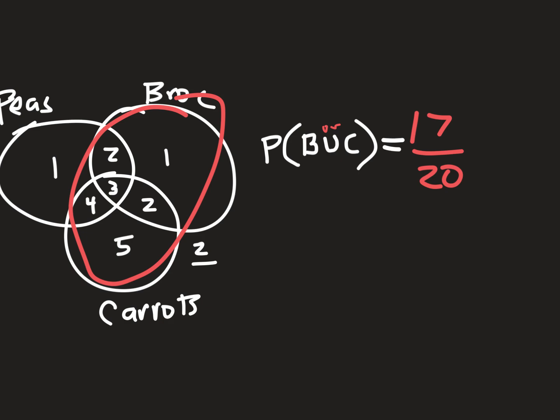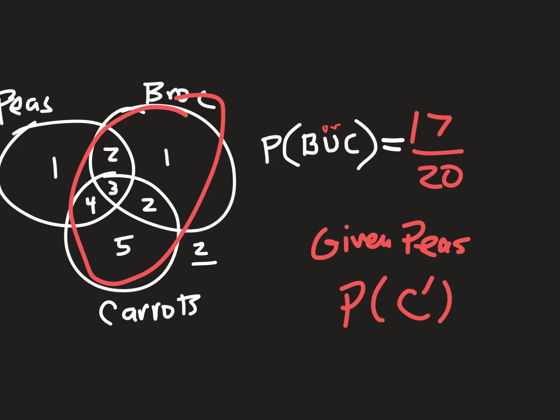Now, that is a pretty easy one because it was just an or. Now, that is possible on the test, but here's definitely a step up. Given peas, now what's the probability of carrots not? Remember that little dash thing means not? Technically means complement of, but it also means not. Given peas, probability of not carrots.